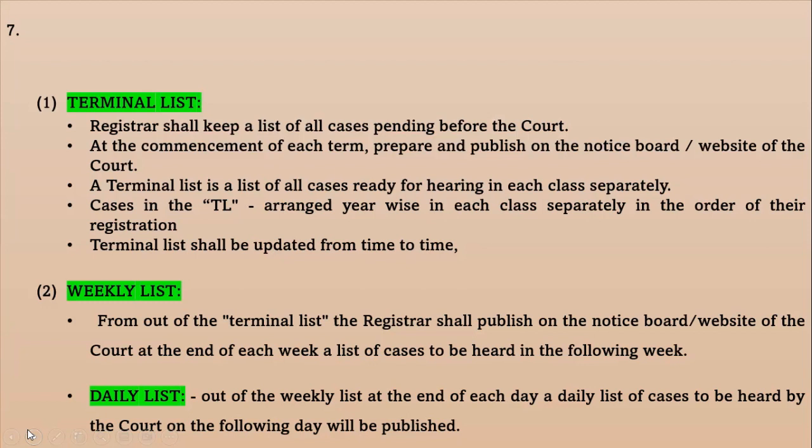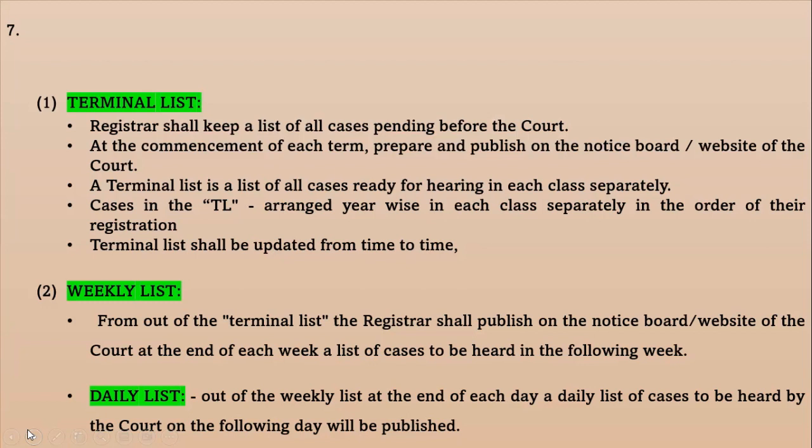Sub-Rule 2 provides for weekly list and daily list. Let's see what it is. See, weekly list will take birth out of the terminal list and daily list will take birth out of the weekly list. Now let's read sub-rule 2. From out of the terminal list, the registrar shall publish on the notice board, website of the court at the end of each week a list of cases to be heard in the following week as far as possible in the order in which they appear in terminal list, subject to the directions of the Chief Justice and of the court, if any.